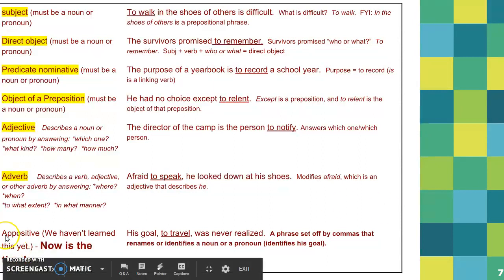And then we haven't talked about these appositives yet. So we haven't learned this yet. Now it's the time. So appositives are super easy. Appositives are a phrase set off by commas that renames or identifies.